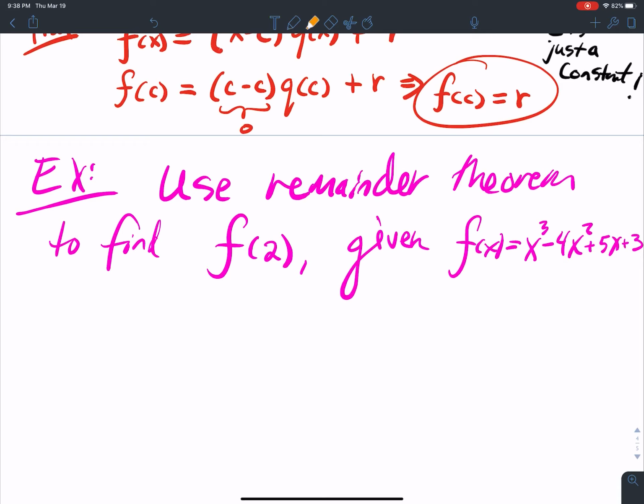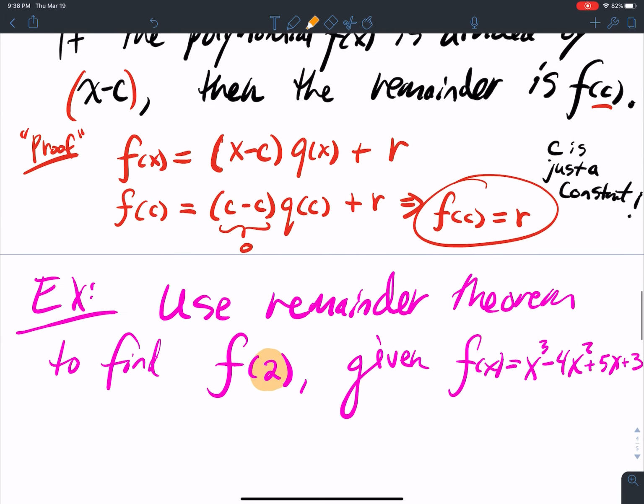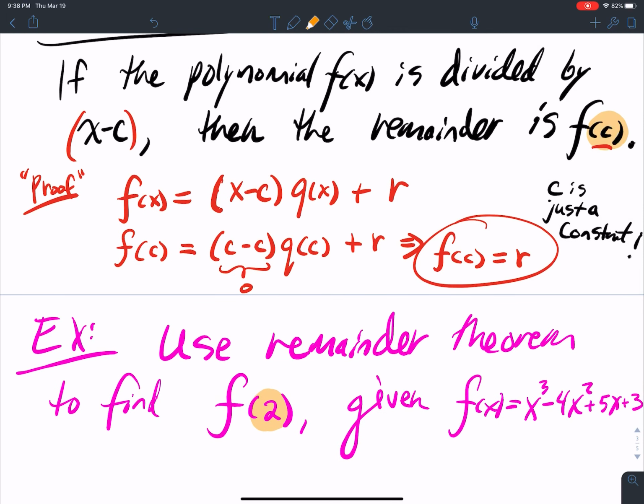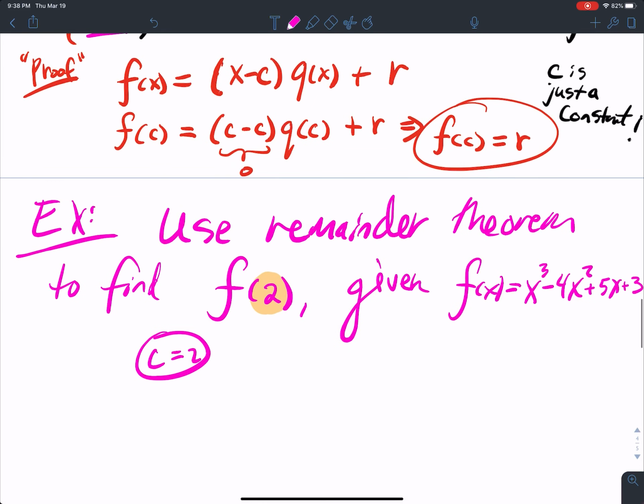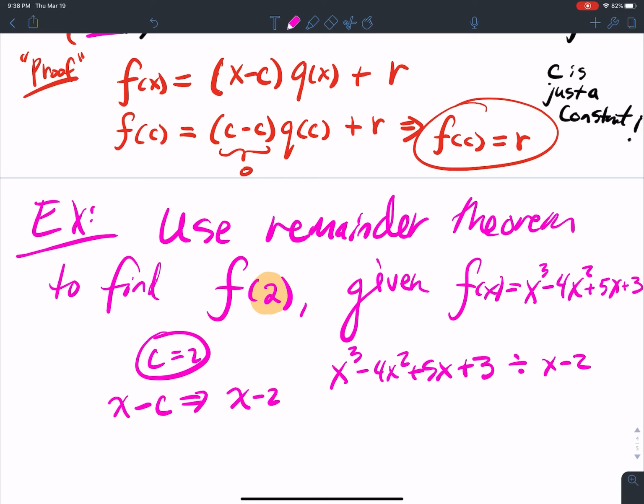Well, look, guys. 2 right here is what I'm plugging in. Okay, so I'll look here and I see my remainder theorem, f of c. So my c here is equal to 2. Okay, so it's x minus c. Well, c is 2, so that's x minus 2. So I'm literally taking x cubed minus 4x squared plus 5x plus 3, and I'm dividing by x minus 2.